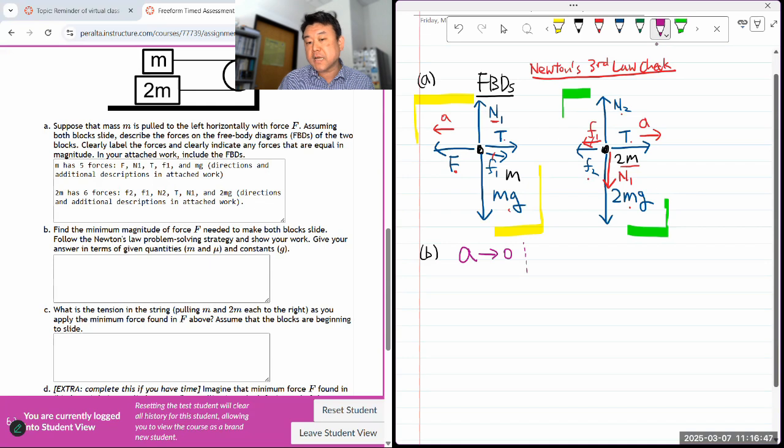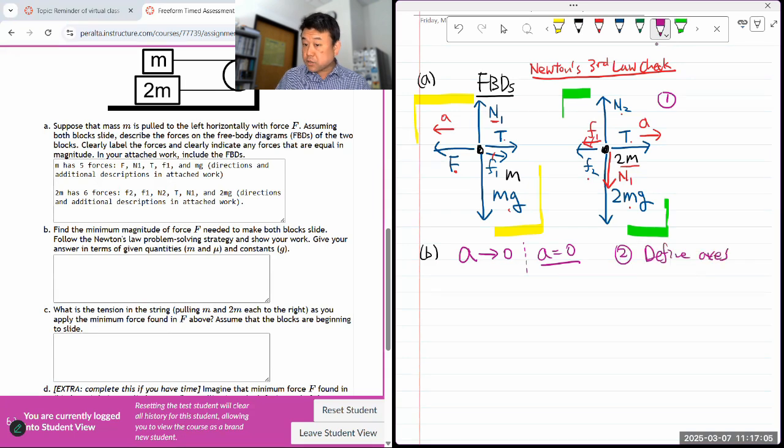So for the purpose of setting up my equations, I'm going to set my acceleration equal to zero, having approached zero. So I've done my standard strategy step number 1 here. I need to do step number 2, define axes along the direction of acceleration.